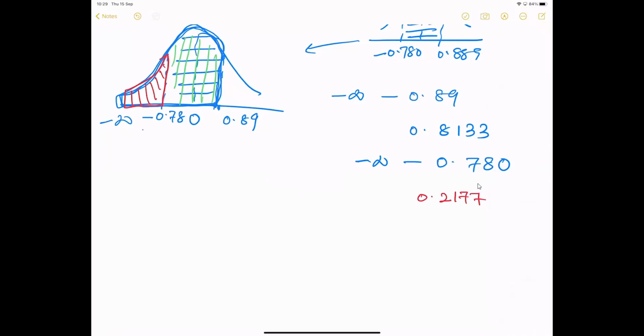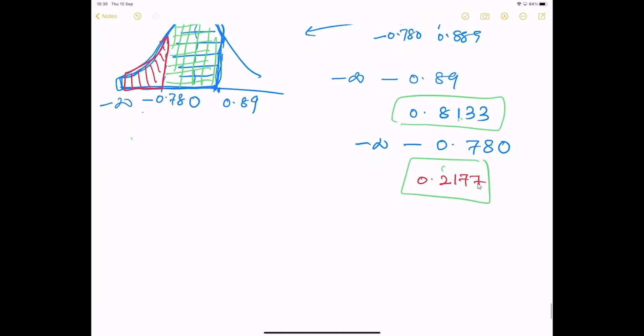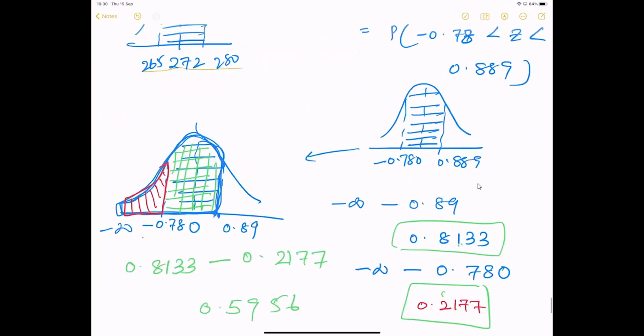So if we want to find the green color area, we have total this one, and red color area this one. If we subtract these two, you can definitely find this area. Therefore, 0.8133 minus 0.2177, the answer should be 0.5956.